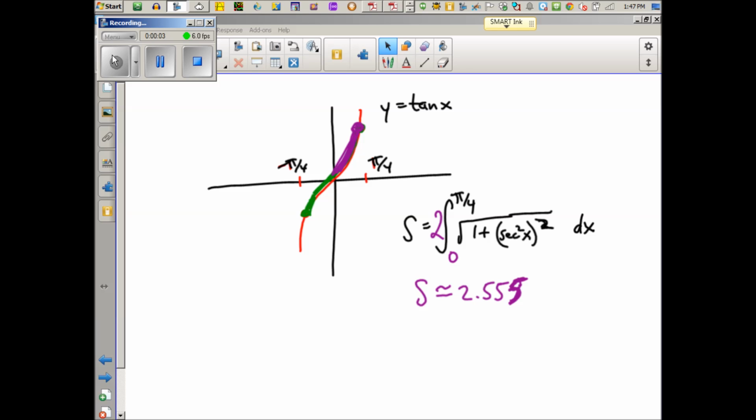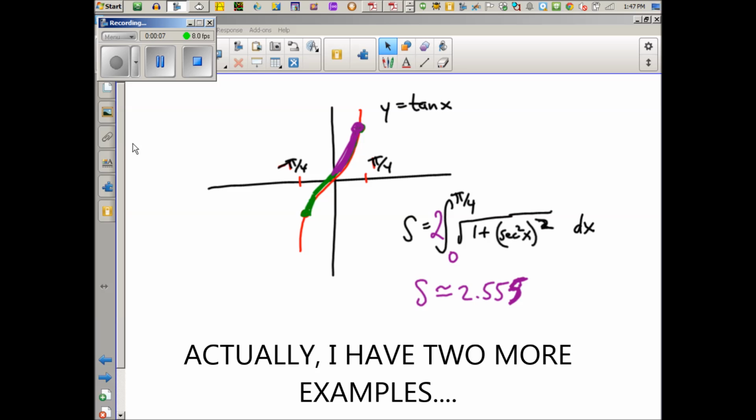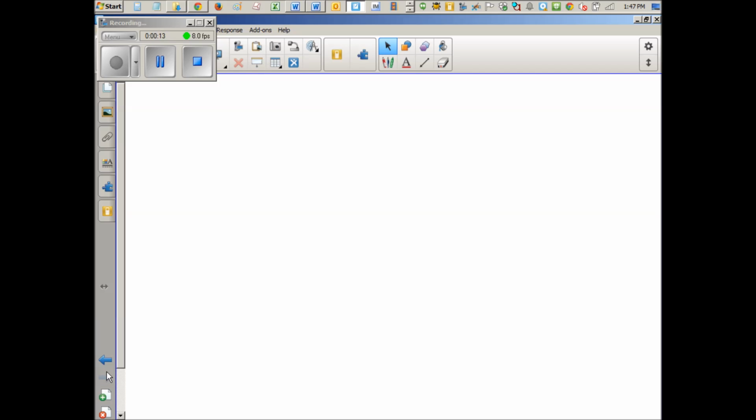Okay, I'm going to work out one more example of this. This problem's a little trickier, but I think it will help you. So this one is actually number 22 from our textbook, and it's asking us to find the length of this curve here.